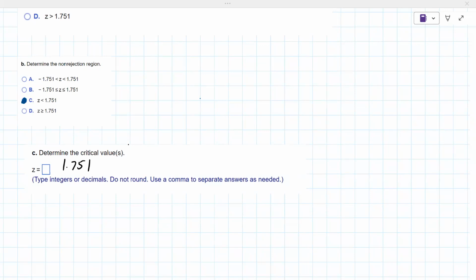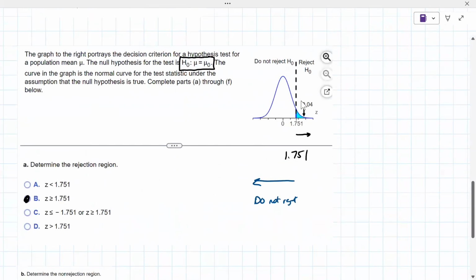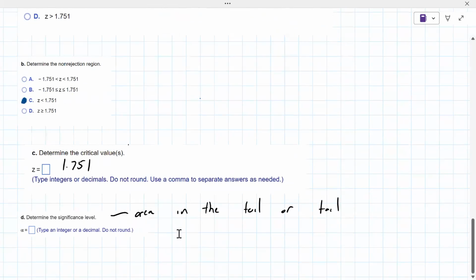All right, the next thing is what's called the significance level. So the significance level is the area in the tail, or tails if it's two-tailed. But if you go back and look at the drawing here, the area is 0.04. This arrow should be pointing at the blue, but it's not really pointing at that point. It's 0.04 though. And the significance levels are pretty small. They're typically like 0.01, 0.05, maybe even 0.1.